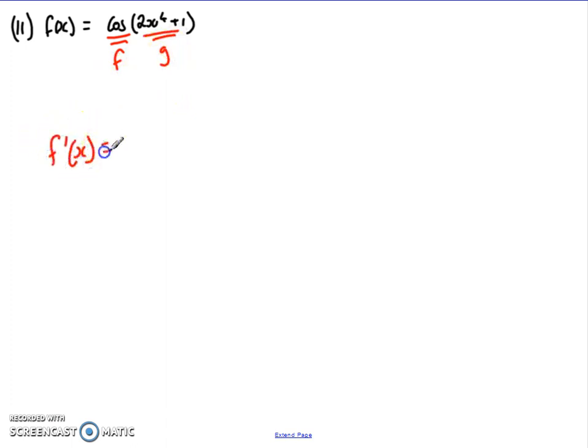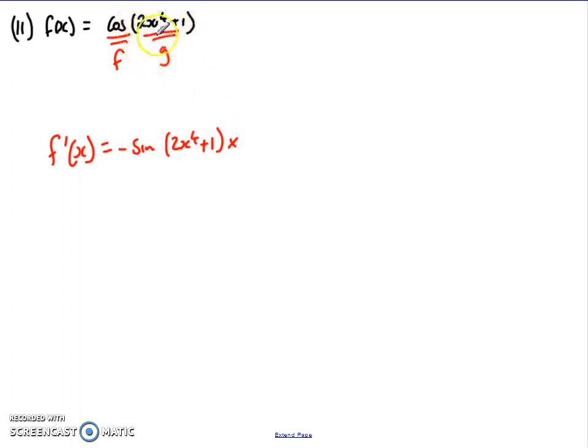So f dashed of x, derivative of cos is minus sine, so it's minus sine of 2x to the 4 plus 1. We then have to multiply the whole thing by the g dashed of x, so the derivative of this part here.